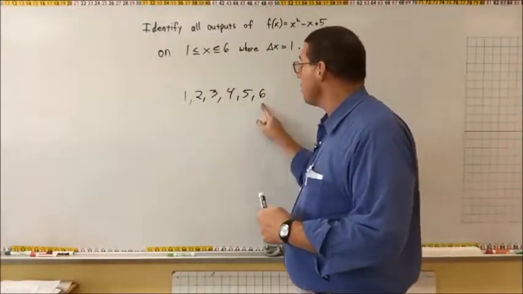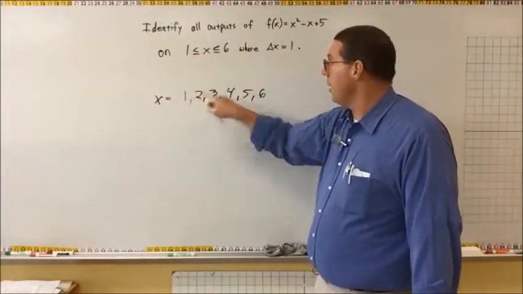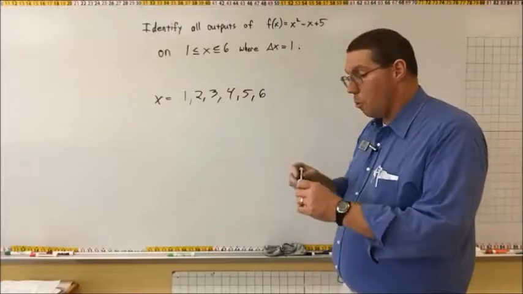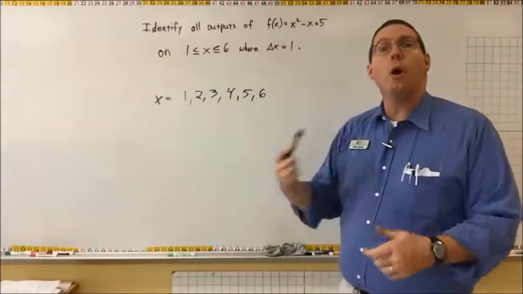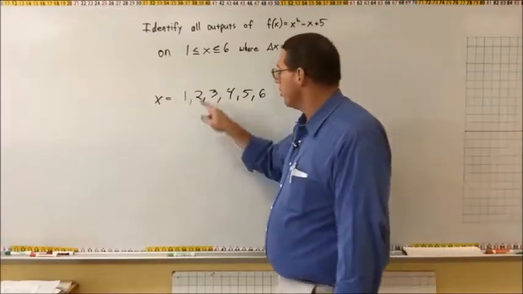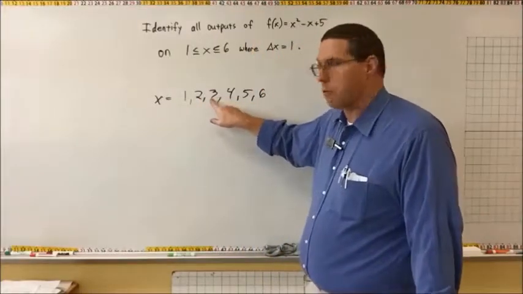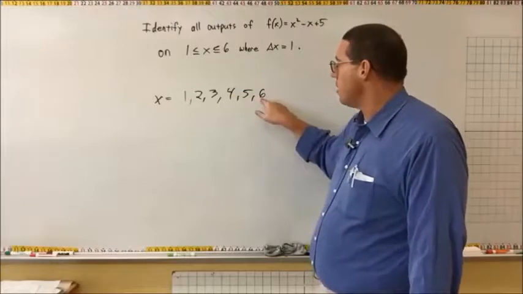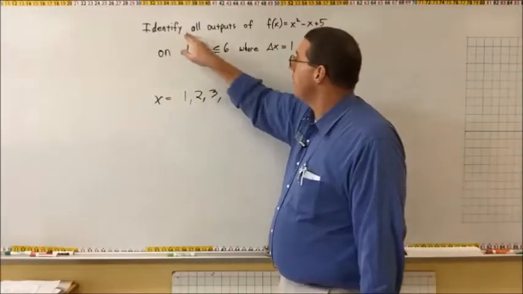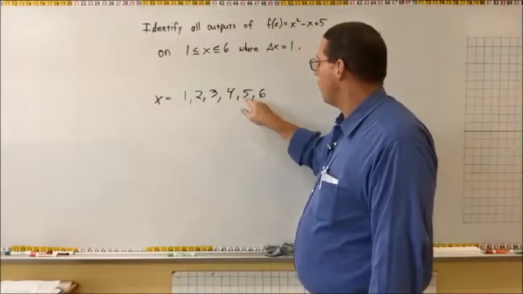Why are we going to stop at 6? Because x is on the interval between 1 and 6, including 1 and 6. And since the delta x is 1, since the change in x is 1, we only care about all the numbers of x that are 1 apart. So 2 is 1 away from 1, 3 is 1 away from 2, 4 is 1 away from 3, 5 is 1 away from 4, and 6 is 1 away from 5. So what this question is basically saying is identify all outputs of f of x and only plug in 1, 2, 3, 4, 5, and 6.